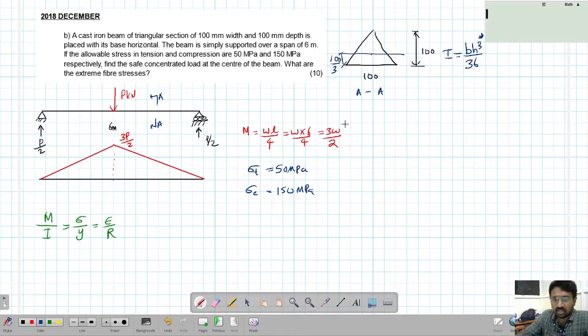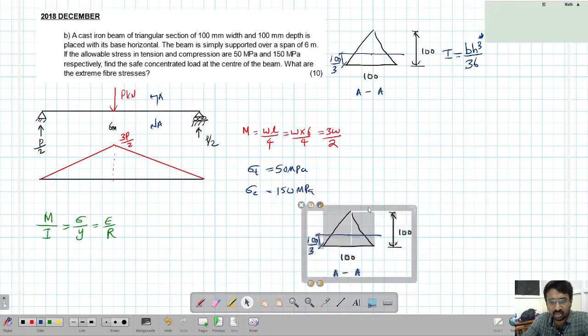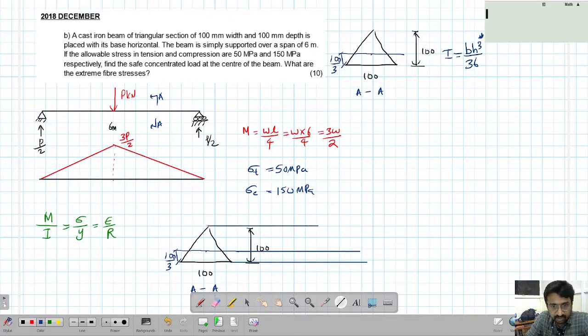Okay, so what I'll do, we will draw the stress distribution, how the stress distribution will be. If you are able to draw that, then it means that you have understood the concepts very clearly. Okay, now let's say this is my center line. This is my edge line. This is the other edge line. So this is a dotted line. Okay. Now I will draw my vertical line here.